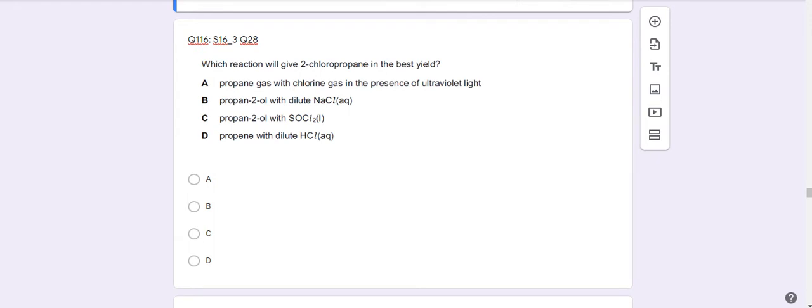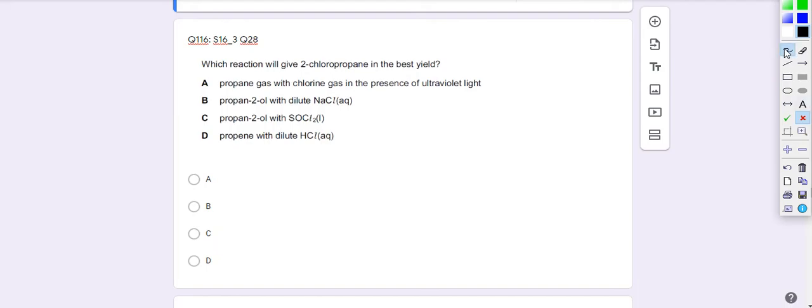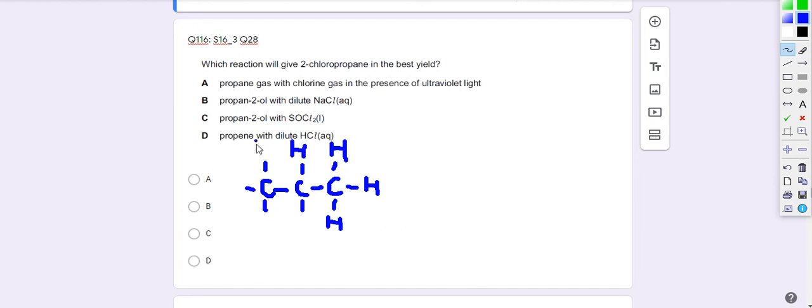Propane gas with chlorine gas in the presence of UV light. This is free radical substitution of alkane. Now let's write the equation. For A, propane gas, 1, 2, 3 carbon. Now, free radical substitution of alkanes with chlorine gas means any of the hydrogen atoms can be replaced by Cl. Sometimes more than one H is replaced by Cl. So basically, free radical substitution of alkane, you get a mixture of products.